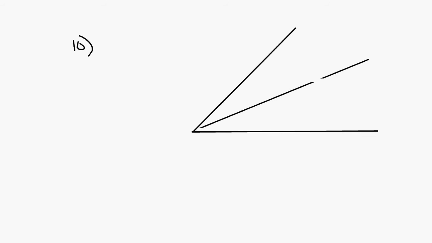Number 10. Does number 10 look familiar? No? It says that Q is equidistant from the sides. If Q is equal distance from both sides, Q is right here. And if it is equal distance from both sides, then the line through the middle is an angle bisector. And this 5x plus 6 is equal to the 7x minus 14.